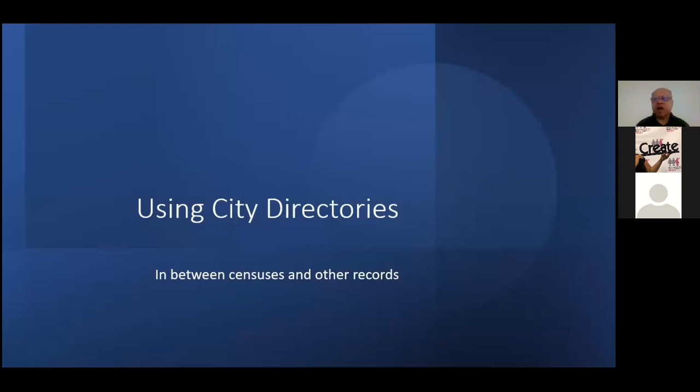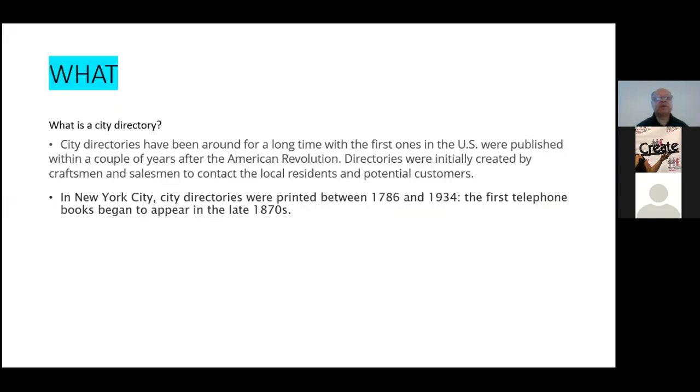One of the key things I like is using city directories. And I put down below, it can be used in between censuses and in place of other records. And that's crucial. Now, what is a city directory? They've been around for a long time. The first ones were published within a couple of years after the American Revolution, and directories were initially created by craftsmen and salesmen to contact local residents and potential customers.